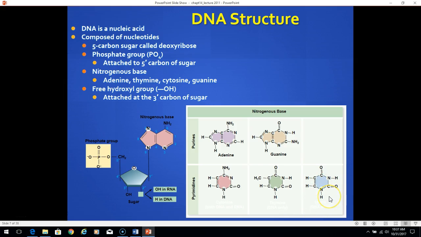And remember, uracil is only found in RNA. It's not found in DNA. So these 4 here are the ones we find in DNA: adenine, guanine, cytosine, and thymine. Purines have 2 ring structures, so see there's a ring here and a ring here, another ring here, another ring here, so these are purines. Pyrimidines have a single ring structure, as you can see in all 3 of these.